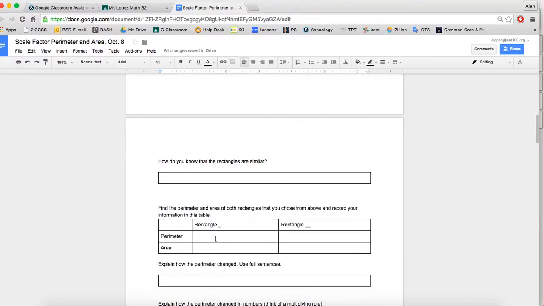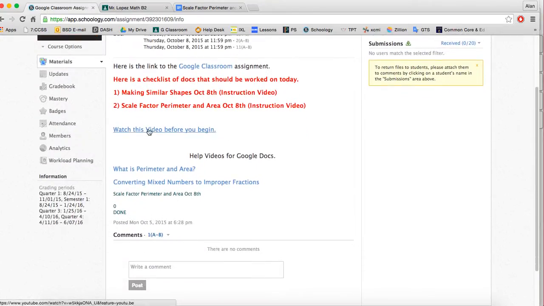All right. I also need an explanation of how you know these figures are similar. You will need to find the perimeter and area of both of these figures. So for example, if rectangle A and rectangle B are your similar figures, you'll need to include the perimeter for rectangle A and the perimeter for rectangle B. And if you look in Google Classroom, if you get a little bit mixed up between area and perimeter, there is actually a help video that you can view right here that should help you with area and perimeter.